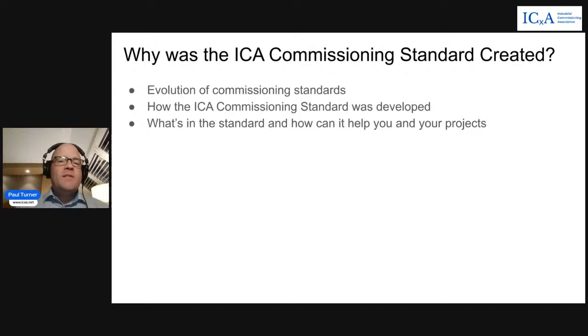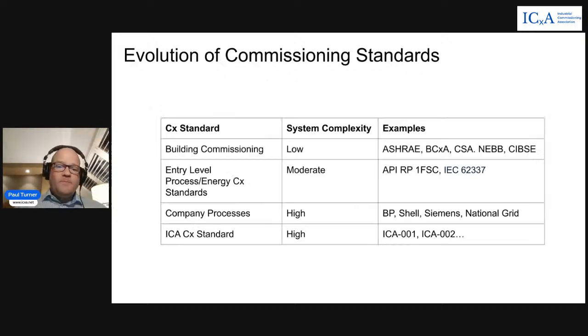So why was the ICA Global Commissioning Standard created? There's other commissioning standards that are out there, right? So we're going to talk about the evolution of commissioning standards and how we got to this point in time. We're going to talk about how the ICA commissioning standard was developed, and we're going to talk about what's in the standard and how you can use it to help you and your projects succeed.